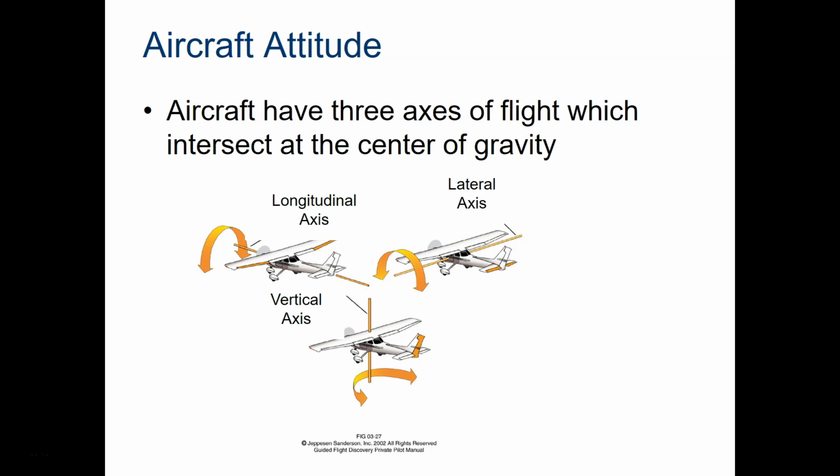This example shows the three axes of flight which intersect at the CG: longitudinal axis, lateral axis, and vertical axis.